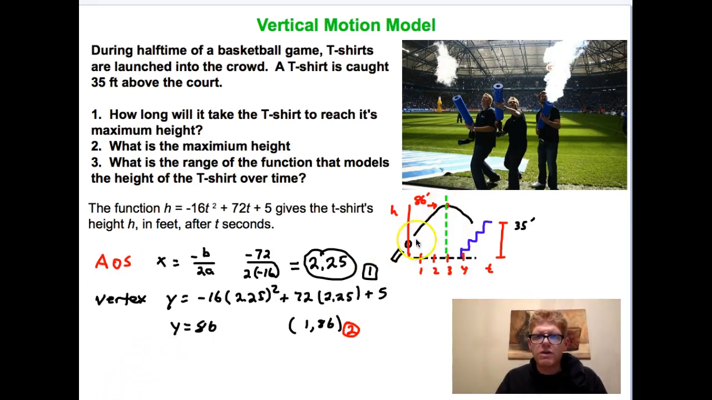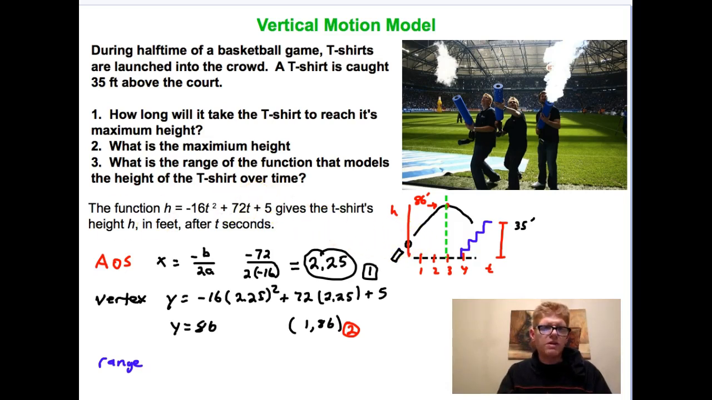If we look over here at the t-shirt, it's being launched from this point right here, and it's going up to the top of its arc and then beginning to come back down. Now the range is all the possible y values that this parabola can have. And we know that on the right-hand side, it ends at 35. So it's not going to go any lower than 35 on the right-hand side. And on the left side, it's starting where it's launched. Now, what value is that?